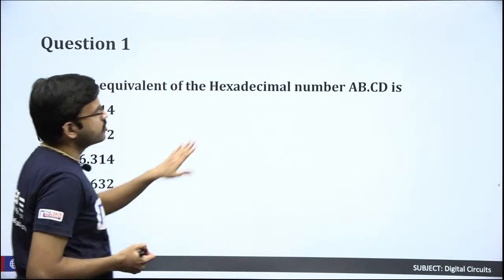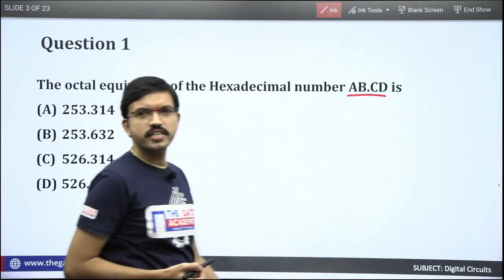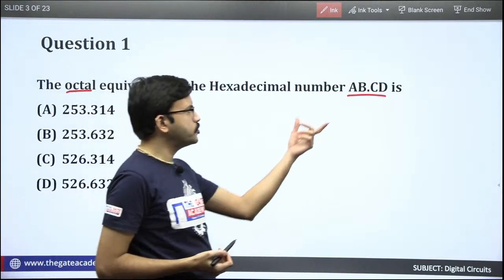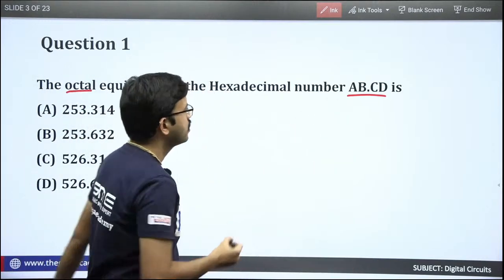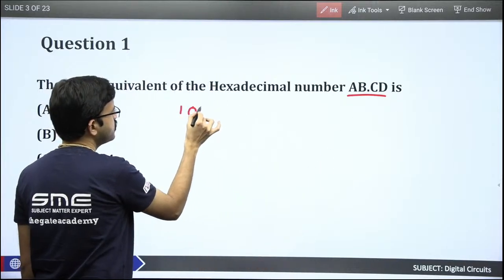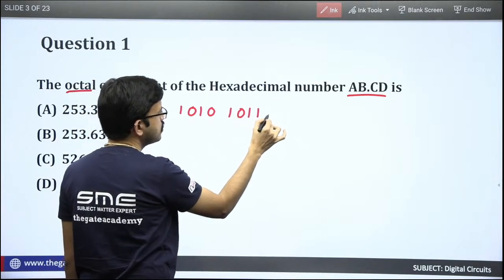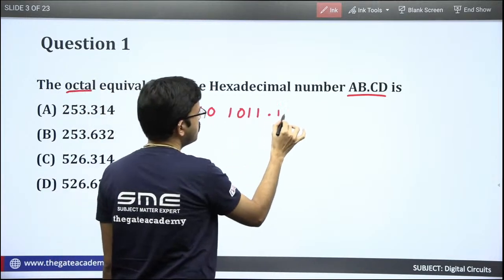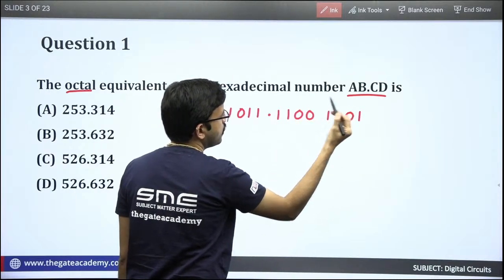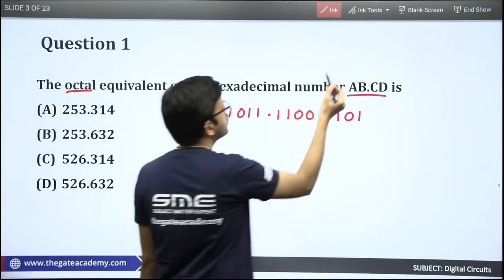See here what they have given: a hexadecimal number. They are asking for the corresponding octal number. First, you have to convert hexadecimal to binary. Each and every hexadecimal digit you have to represent with 4 bits. A is nothing but 1010, B is nothing but 1011, radix point, C is nothing but 1100, and D is nothing but 1101. Now we have to do the grouping of 3 bits in order to get the corresponding octal number.